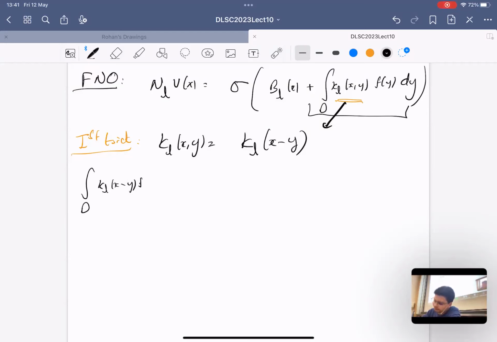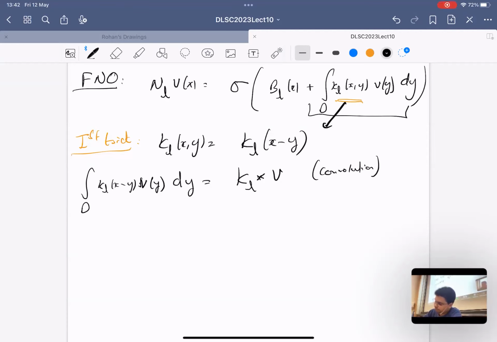Why did I write f when I only have v's? Good question. The answer is obvious, right? The first thing that comes to your head is f, not v. But okay, this is nothing but a convolution between KL and v. So this is a continuous convolution. In fact, in the next lecture, we are going to directly work with a convolution in physical space, leading to convolutional neural operators.